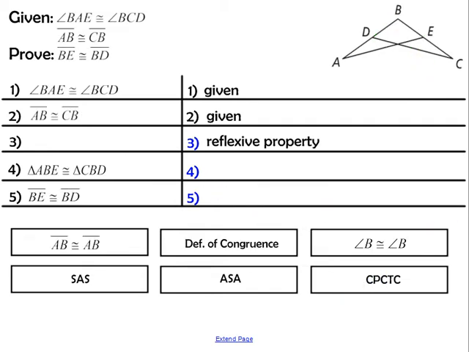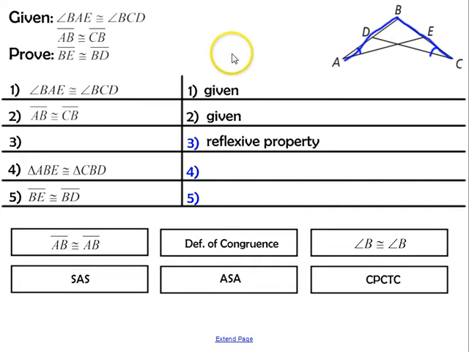So we'll walk through one more proof together. Here it says that angle BAE, that's this angle, is congruent to angle BCD. That's this angle. And that's what we're given. And then segment AB is congruent to segment CB. So I'm just going to mark those here. And then it wants us to use the reflexive property.